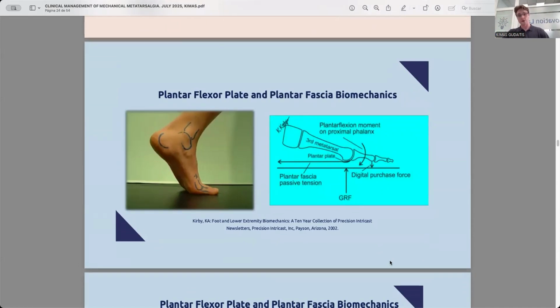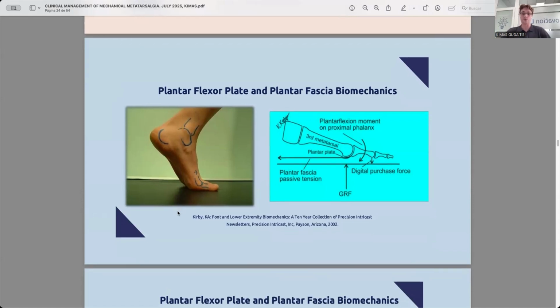In the third rocker phase, the plantar plate is exposed to high tensile forces, as you can see here, this sign. These forces come from three main sources. The first is the gastrocnemius, the gastrosoleus complex, pulling from behind. The second is the plantar fascia under tension. And the third one is the dorsiflexion of the MTP joint, caused by ground reaction forces. All this creates a peak of mechanical stress on the plantar plate during this phase of the gait.